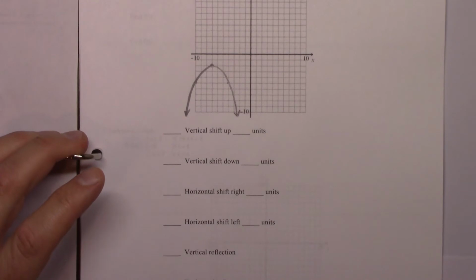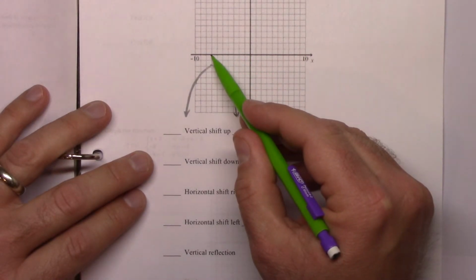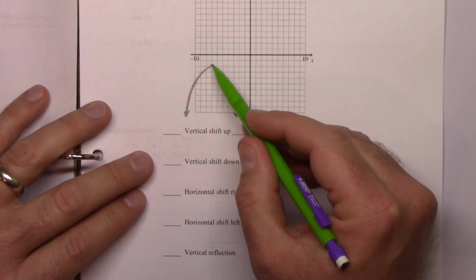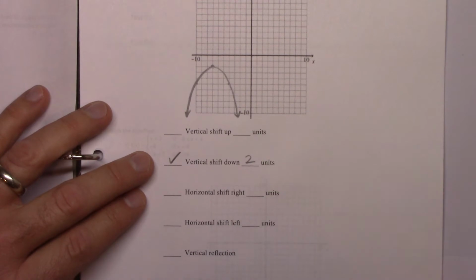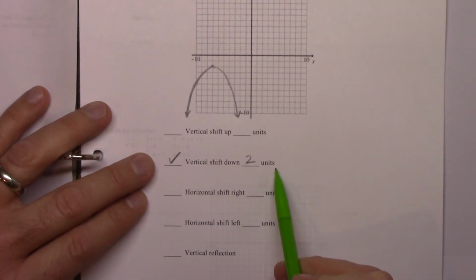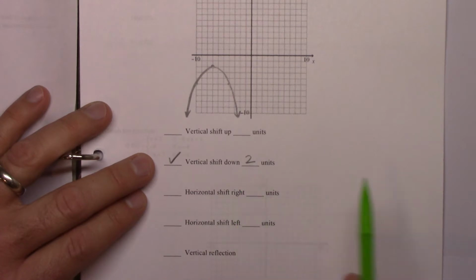So start with the vertical shift. Normally the vertex is here. It's been shifted left 7 and down 2. So this is a vertical shift down 2 units. And that's all I expect for your answer. Just check that it's a vertical shift down and tell me by how much.